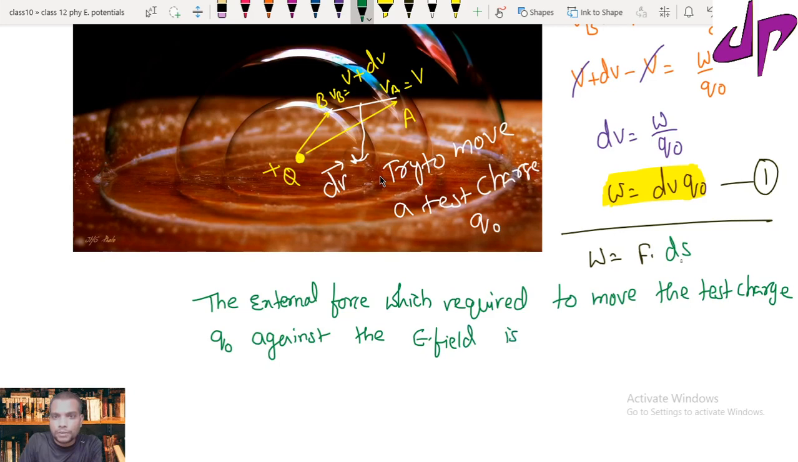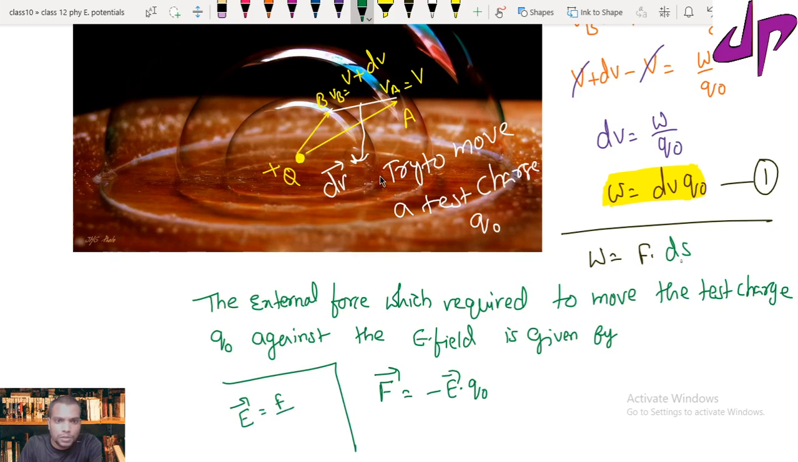Electric field is given by the force and electric field relation, because force equals minus E bar dot Q naught. So how did we get this? If you can remember, what is the electric field formula? Electric field equals force per test charge. Okay, so here the negative sign, why? Because we are doing the work opposite to the electric field.